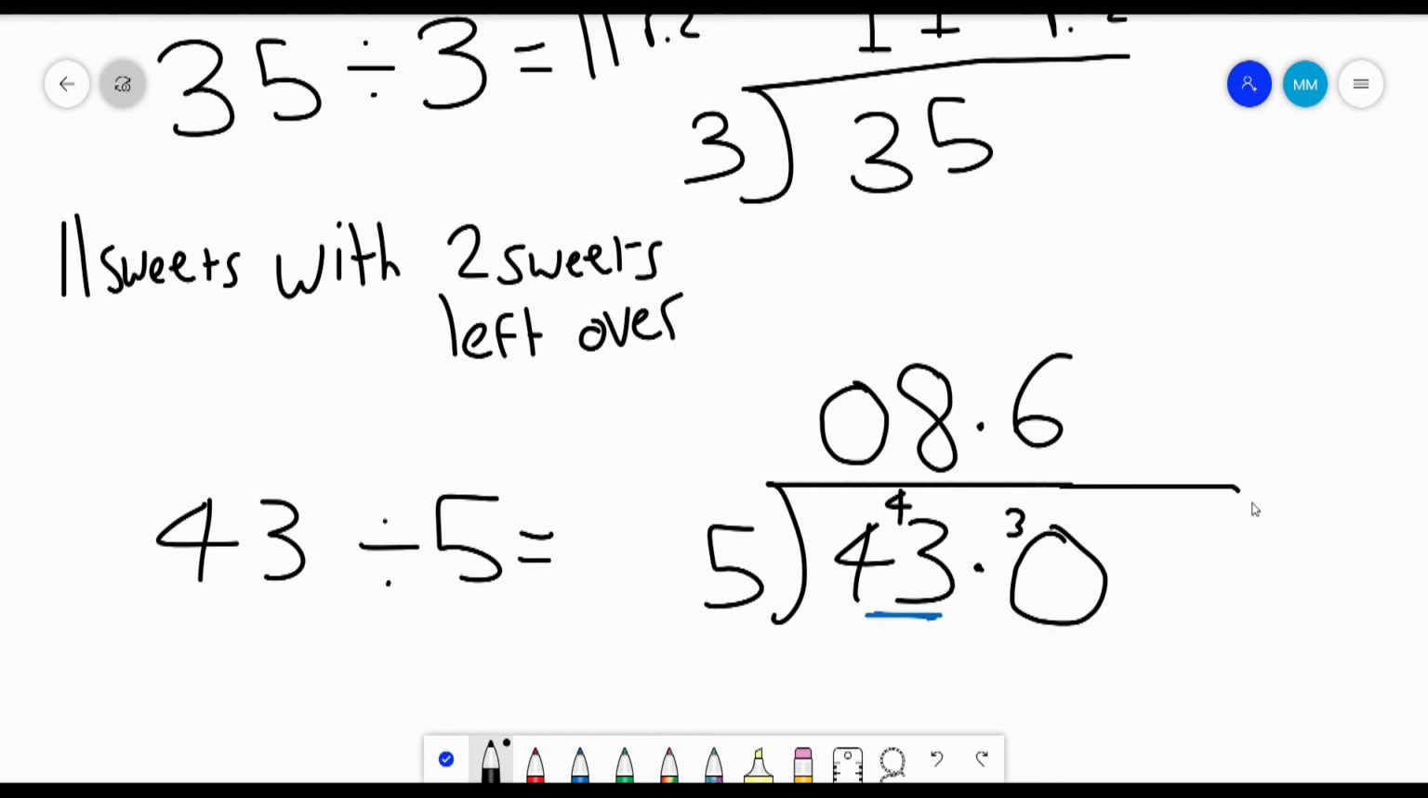Do we have any more remainders? No. If we did, we would then have to put another 0 and stick our remainder into that and keep going. And if necessary, keep adding more and more zeros as you keep getting remainders. But this one ends here. So you get the answer 08.6. Well, that doesn't look good. So we just write 8.6, and that's your answer there. Right, let me just clean that up.